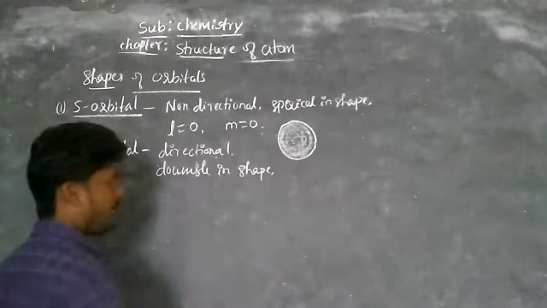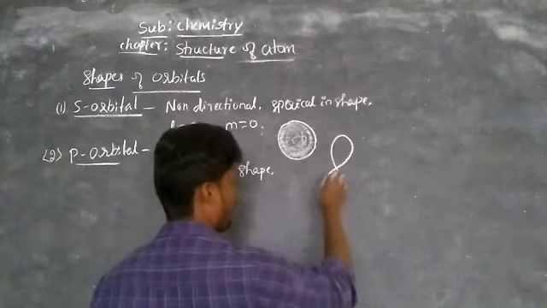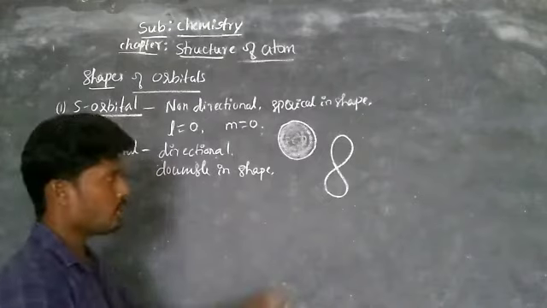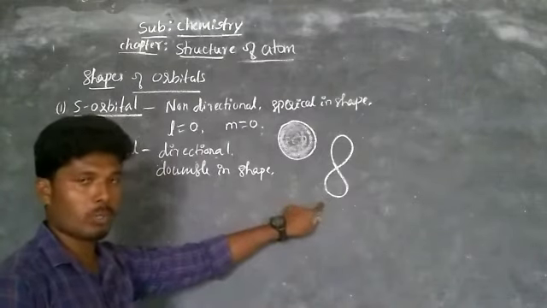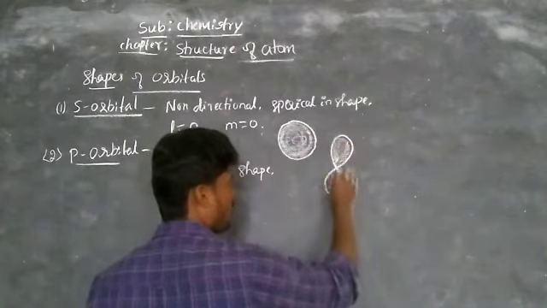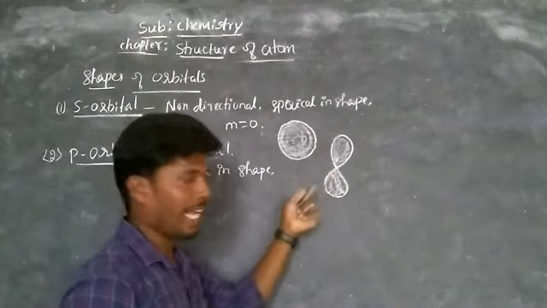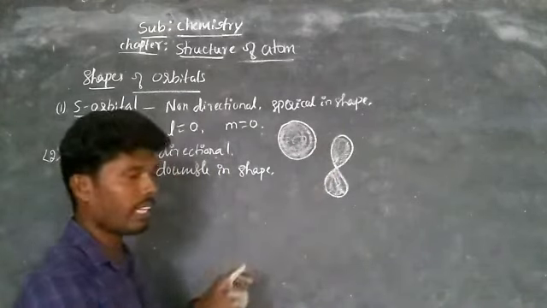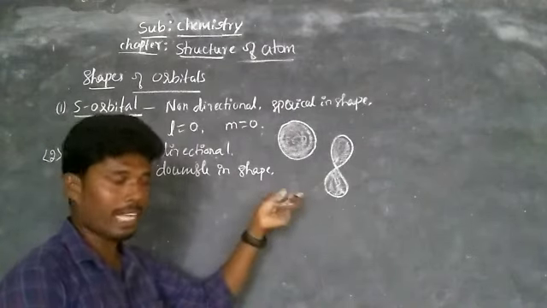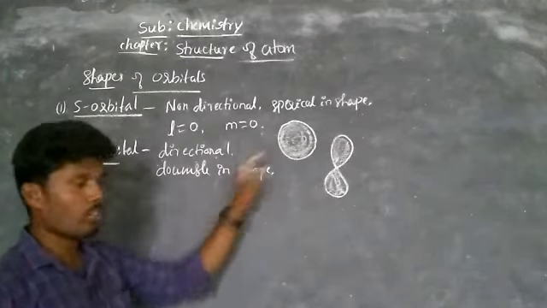It is dumbbell in shape. The dumbbell shape is represented like this, the representation of a dumbbell-shaped p orbital. For this one, the electrons are not distributed uniformly. Electron density is not distributed uniformly because observe here, there is a touching of these two lobes, like an 8. Actually, this is not like an 8. When we take a ring and twist it, you get a shape like that. That is actually the dumbbell shape. Here the electron density is not distributed uniformly, but in the s orbital it is distributed.